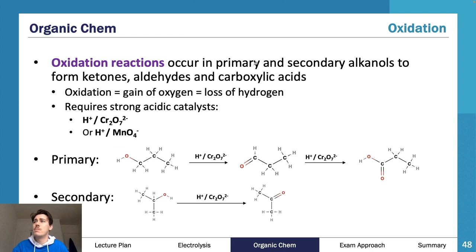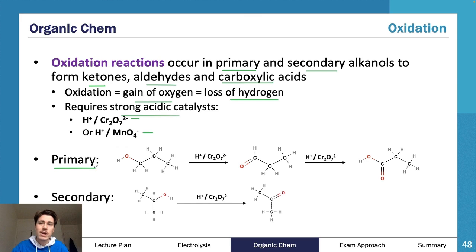So oxidation reactions occur in primary and secondary alkanols. Primary and secondary alkanols form ketones, aldehydes, and carboxylic acids. Remember that oxidation involves the loss of electrons. It also means the gain of oxygen and the loss of hydrogen. So this requires a really strong acidic catalyst. Really important. What are these catalysts? If I'm going through oxidation, these are going to be oxidants. So this is an oxidant and this is an oxidant. Really important to understand.